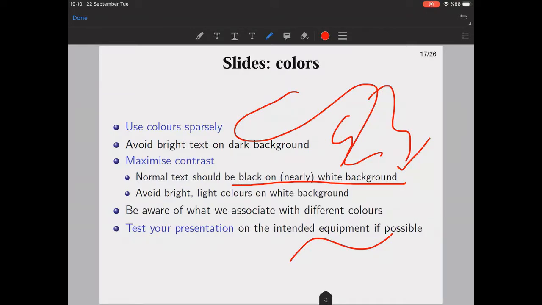And be aware of what we associate with different colors. All of them have some meaning, we will see. And test your presentation on the intended equipment if possible. This is what I tell my students as well before their presentations. Always go to that room, open the device that you're going to present, and just use the board and start your presentation and see what it looks like. So this is the only way that you can be sure that everything is working fine.